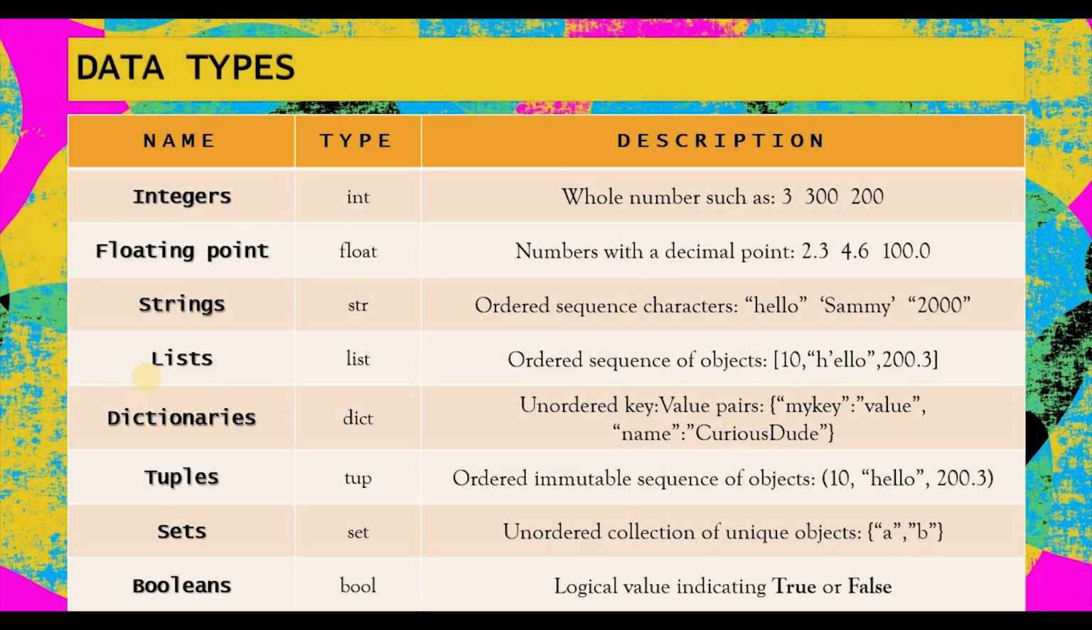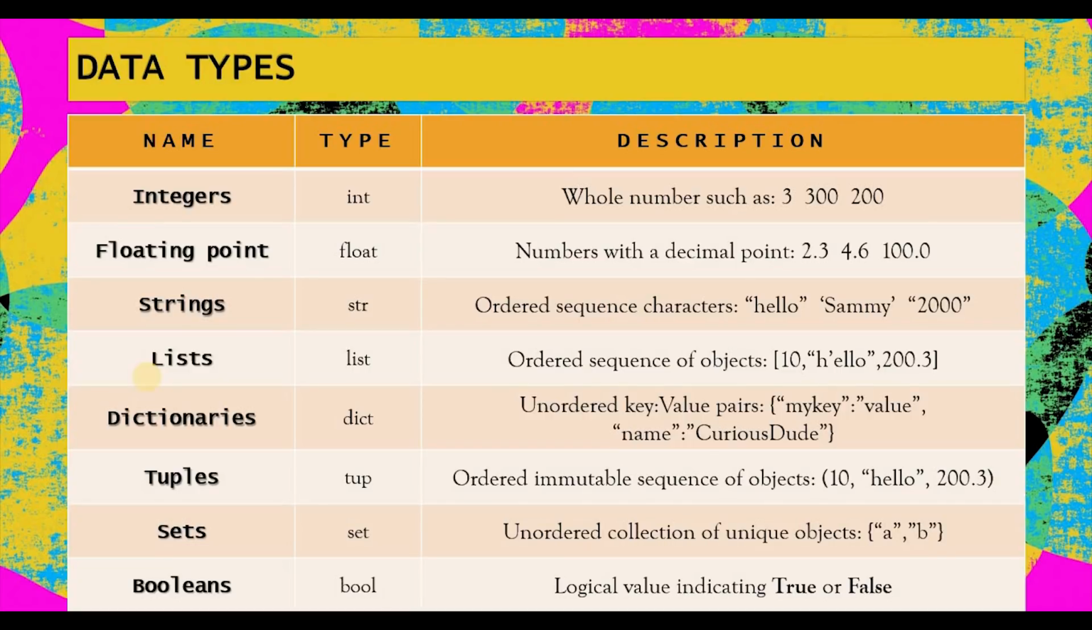So we have the data types of Python currently here. In total, there are about 8 data types that we are going to look into in these tutorials in a flash. First we have integers or int. These are whole numbers, that is numbers without any decimals. Which means it can be 3, 300, 200, 12, all those numbers. Then we have floating point. These are the numbers which have decimal points, that is 2.3, 4.6, 100.0.